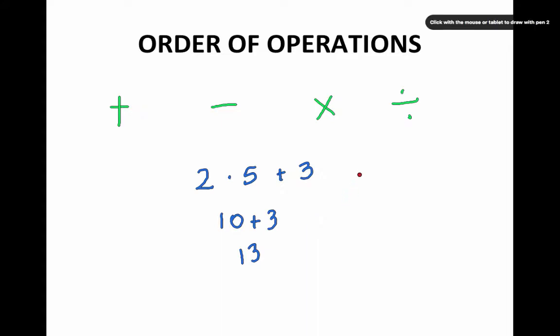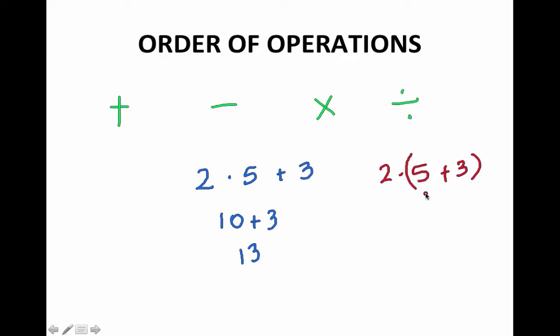So say we take this expression that we had over here, but this time we add a parentheses around the 5 plus 3. Just doing that changes the whole game, because we're supposed to do parentheses first. So instead of doing 2 times 5 first and getting 10, we're going to add 5 plus 3 first, which is 8, and then we're going to multiply, and we get 16.